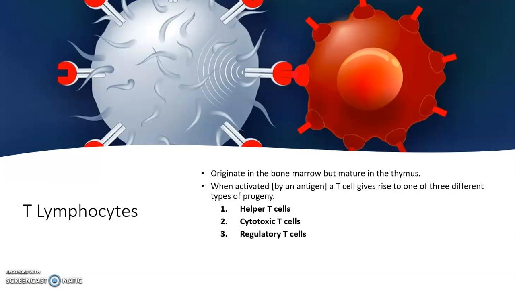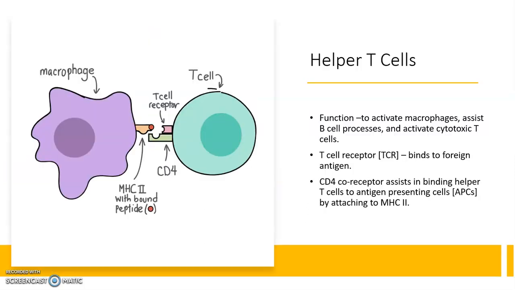Because we're in micro, we're going to be focusing more on helper T cells, which help to activate the immune system, and cytotoxic T cells, which are responsible for destroying virus-infected cells. So we're going to start off with helper T cells. Helper T cells do just what their name says. They are responsible for helping to activate the rest of the immune system.